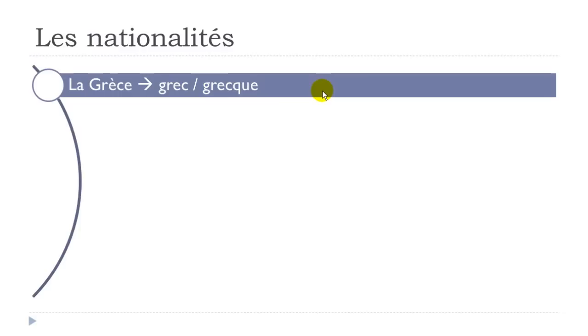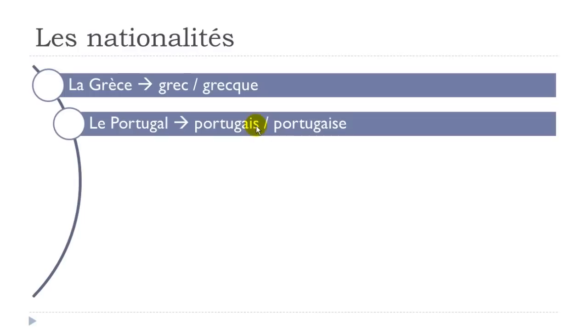Le Portugal. Portugais, portugaise. Okay, so listen carefully. Portugais, portugaise. The only difference between the two, as usually when we have nationalities ending with A-I-S, like that, and then the feminine form, A-I-S-E, it will be only in this Z sound, the difference between the masculine form and the feminine form, okay? Masculine, portugais. You don't pronounce the S. Feminine form, portugaise, you pronounce this Z sound, okay?